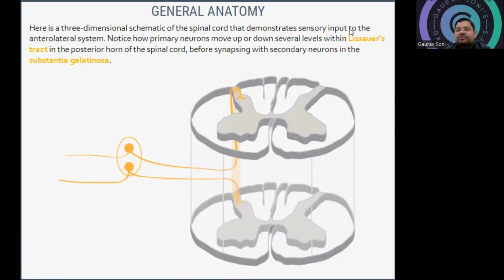Next, you can see the three-dimensional structure shown here. The spinal cord demonstrates the sensory input to the anterolateral system. Notice how primary neurons move up and down levels within the Lissauer tract in the posterior horn of the spinal cord before synapsing with the secondary neurons in the substantia gelatinosa. So first, they will move either up or down. You can see here, up or down movement. Then the further pathway will be carried out.